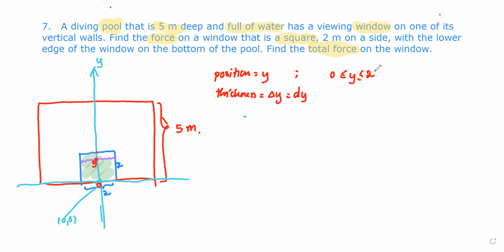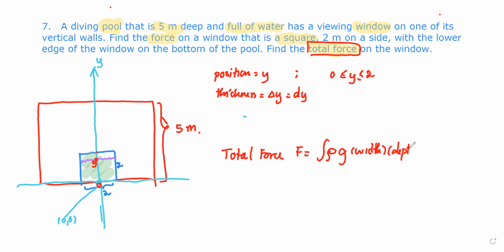From the formula to find the total force, the total force F is going to be the integral of rho, g. Rho is the density of the water that we always use, 1,000, and g is the gravity constant, 9.8. And multiply by the width, multiply by the depth, and multiply by the thickness.